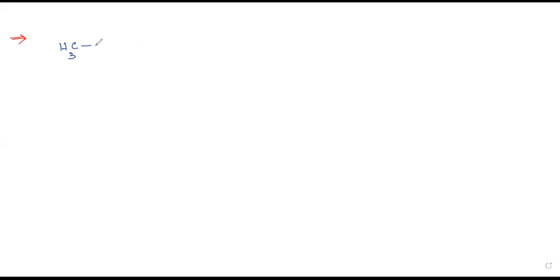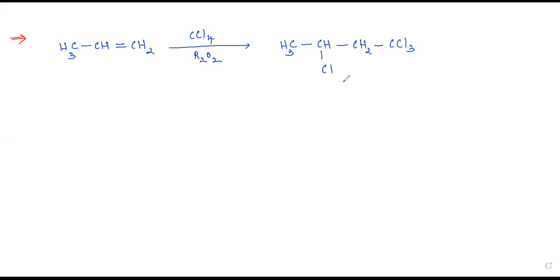Next. See, when propene is treated with carbon tetrachloride in the presence of peroxide, you can actually cut it as Cl and CCl3. CH3, CH, Cl, then CH2, to which add CCl3. So these are the things that got connected according to anti-Markovnikov.